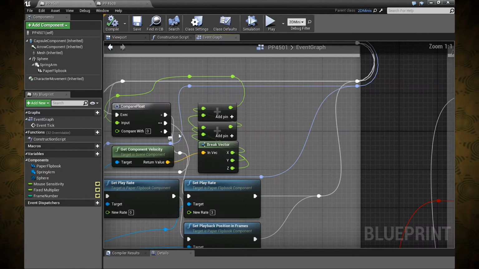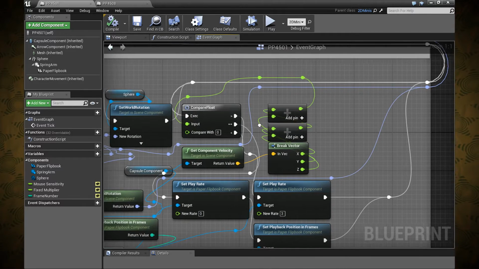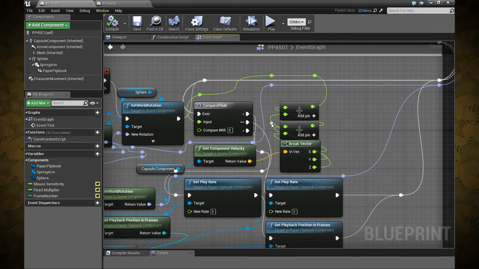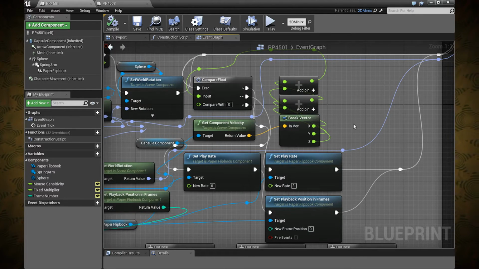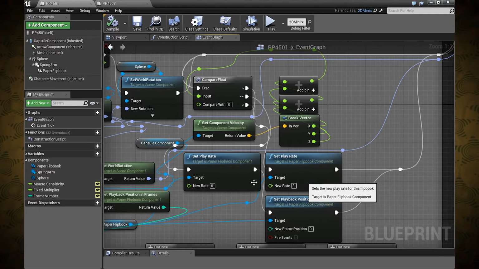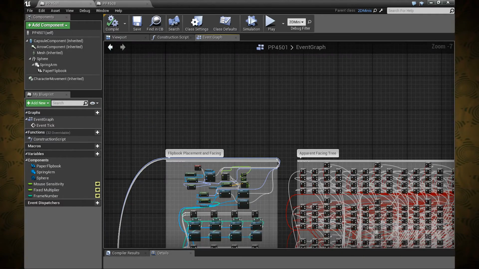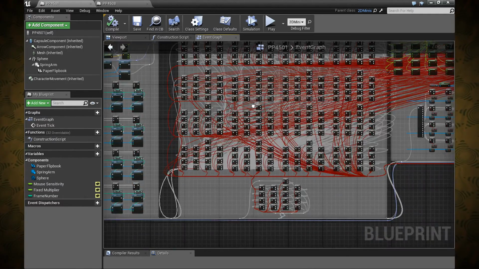And then we're just going to find ourselves back at compare float, where we are taking the velocity of the capsule component, breaking the vector, adding x, y, and z together, and comparing that float to 0. If it's exactly 0, then we know it's not moving. If it's any more or less than 0, then we know it is moving. And from that information, I'm setting the play rate of the flipbook component to either 0 or 3. After that, we get to the bottom of the big tree.